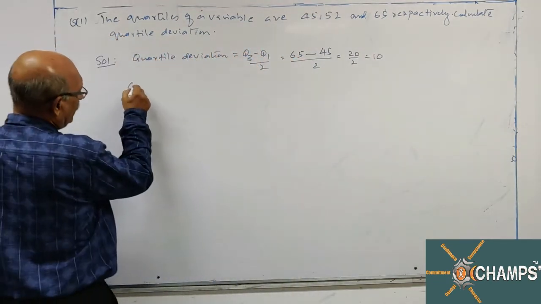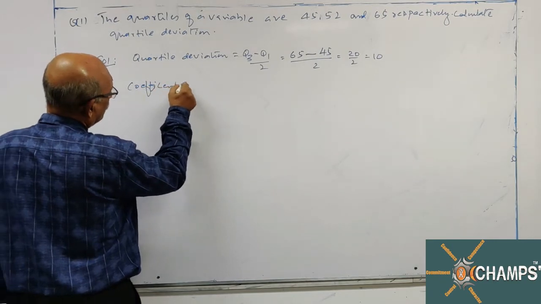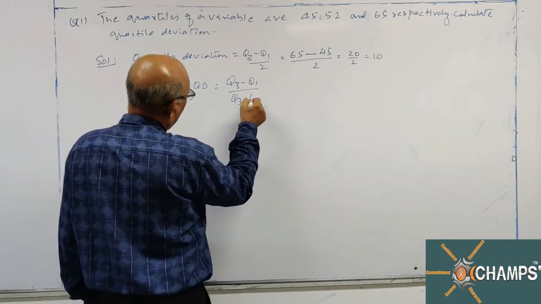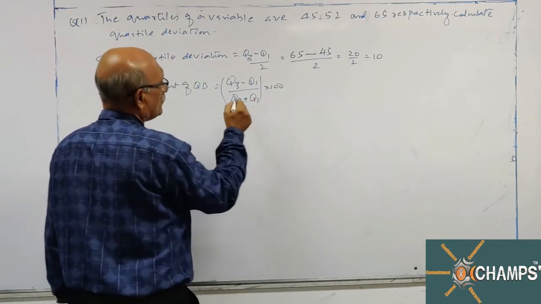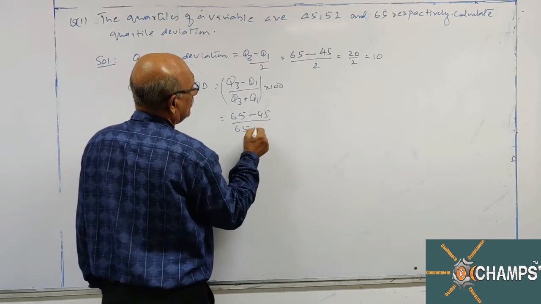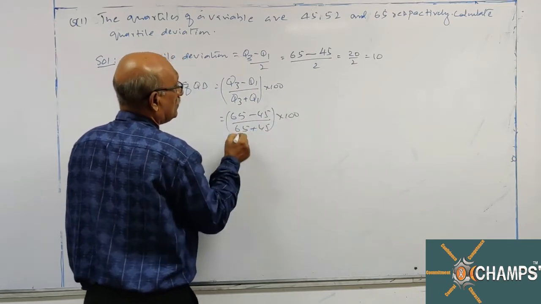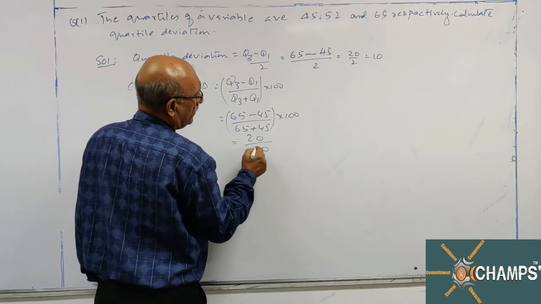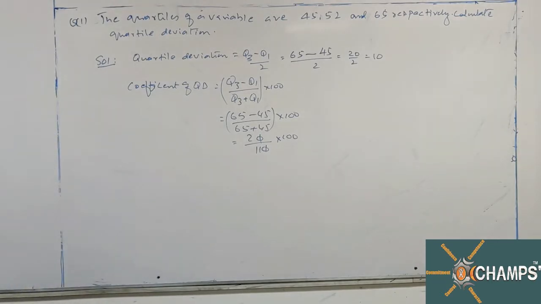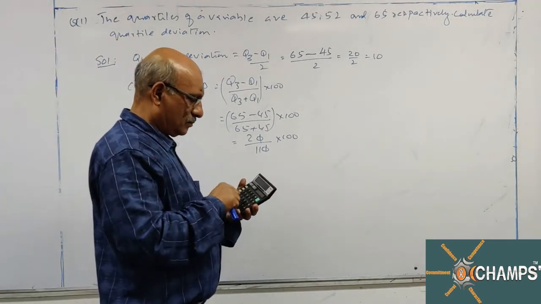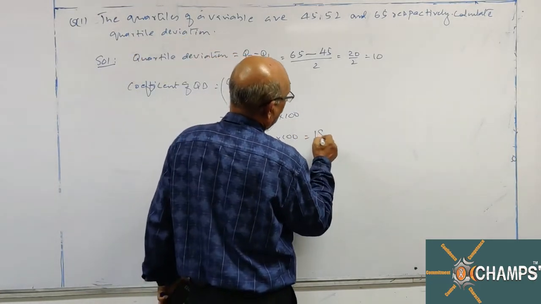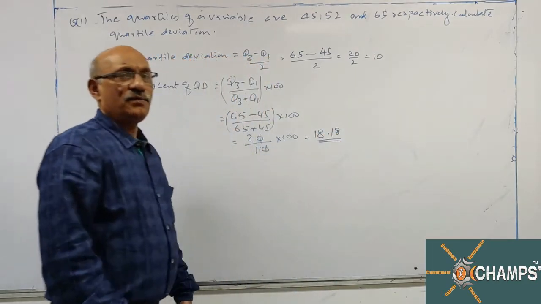We can also calculate the coefficient of QD, which is equal to Q3 minus Q1 divided by Q3 plus Q1 into 100. So this is 65 minus 45 divided by 65 plus 45, into 100. So 20 divided by 110 into 100, that is 200 divided by 11. This is 18.18.